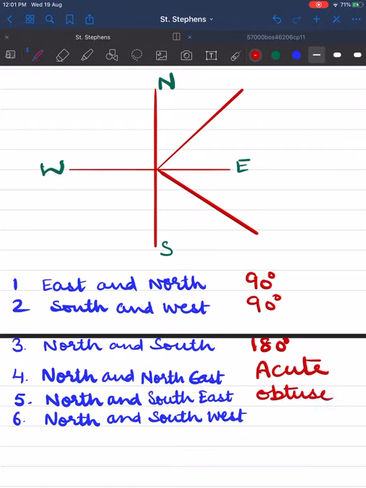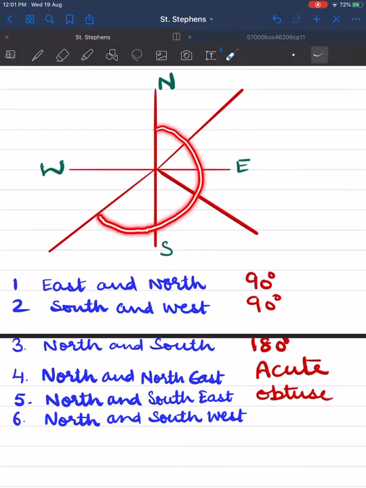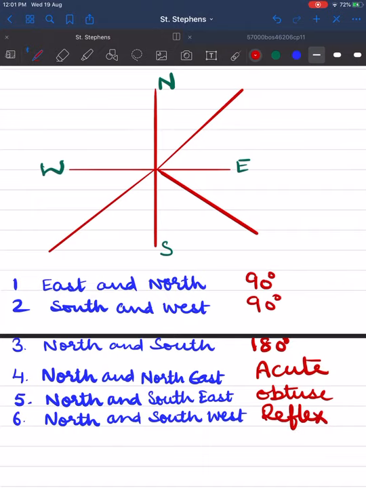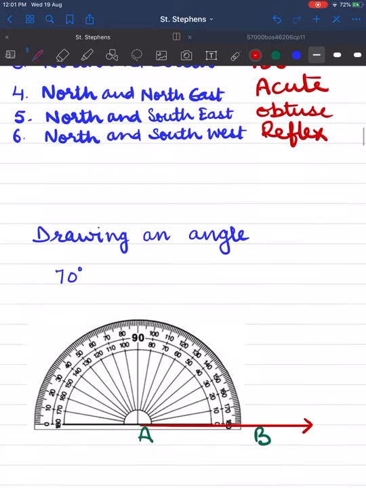Now the angle between north and southwest. North and then southwest. So the angle lies somewhere here. So we observe that this angle is greater than 180 degrees but less than a complete angle. So it is a reflex angle. So I hope you have understood all these angles.